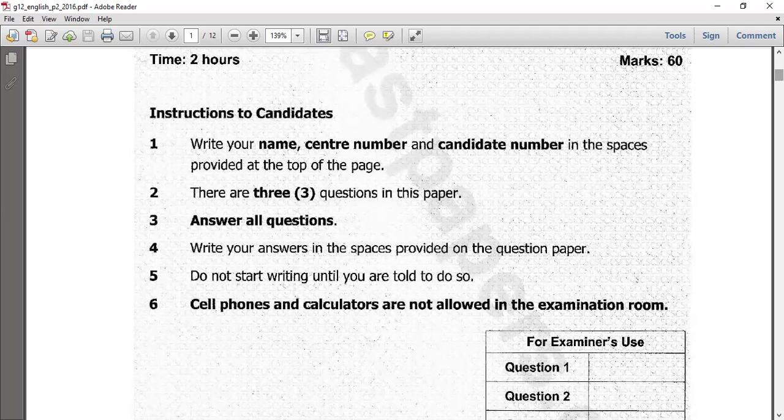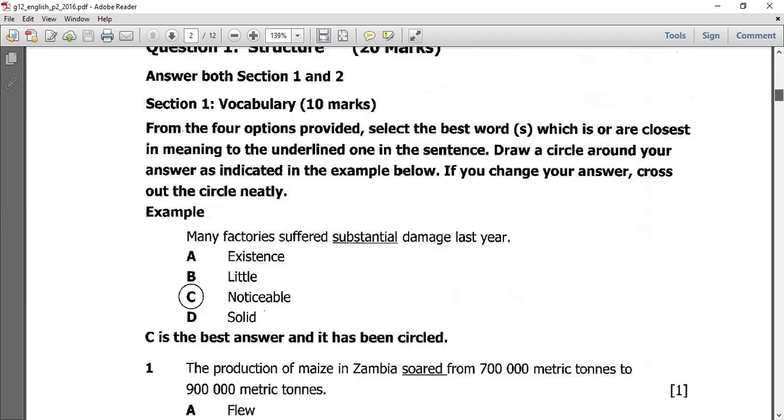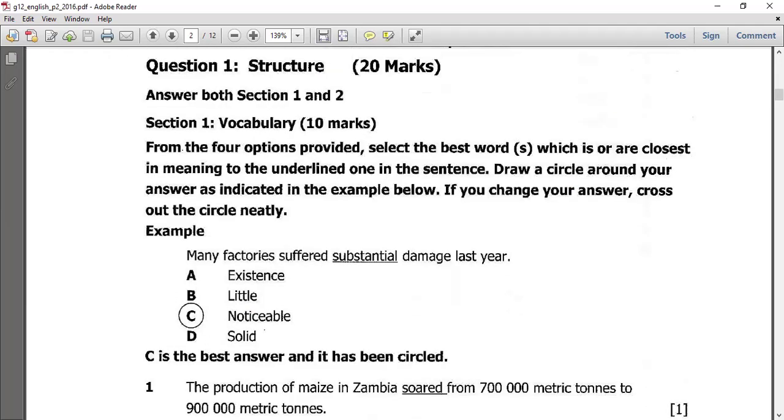There are 3 questions in this paper. We answer all the questions. So we'll go straight to our first question, which was under structure and carried 20 marks. Section 1, vocabulary, 10 marks. From the 4 options provided, select the best word or words closest in meaning to the underlined one in the sentence. Draw a circle around your answer as indicated in the example below. If you change your answer, cross out the circle neatly.